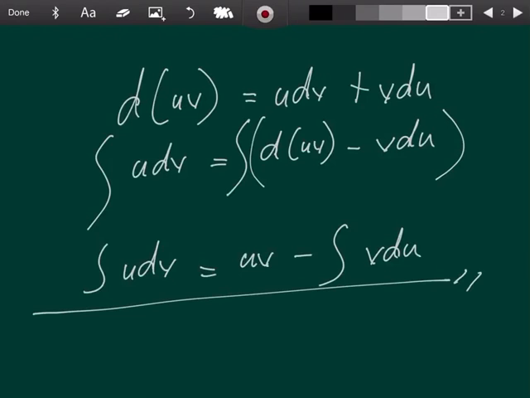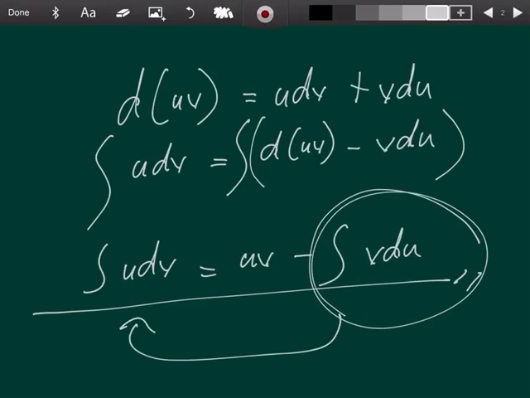So, there are two general rules that can be stated. dv must be readily integrable. So, you have to remember this. dv must be readily integrable. And v du must not be more complex than u dv. So, this one should not be more complex than this one.